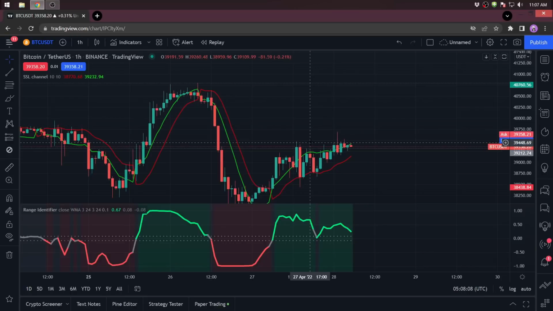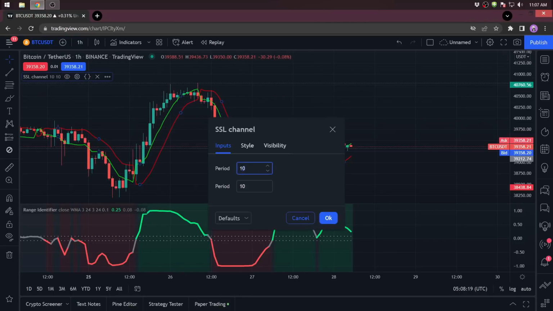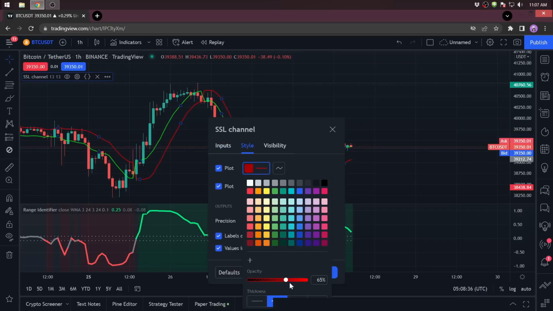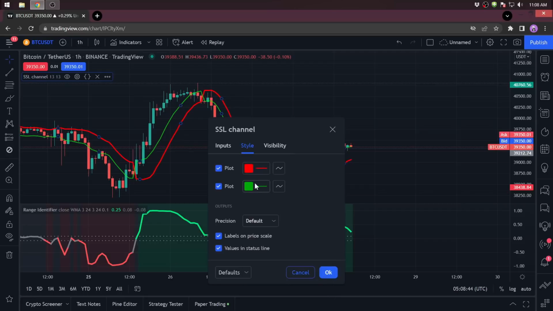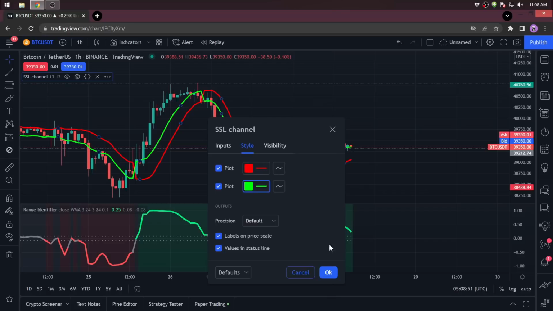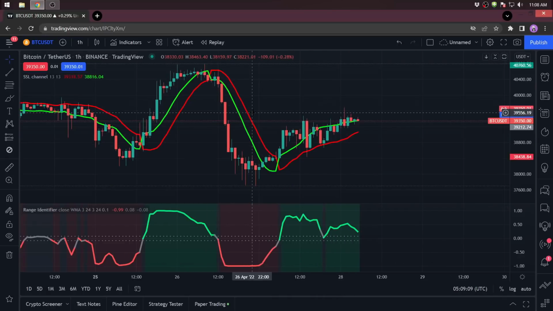Now I have to customize them for better understanding and work. First I go to the SSL channel settings, and I make sure the first period is 13 and the second period is also 13. To make it look more attractive, I go to the style tab and increase the plot 1 color thickness, making it bolder, and in the same way I make the second plot bolder as well. Okay, simply save.